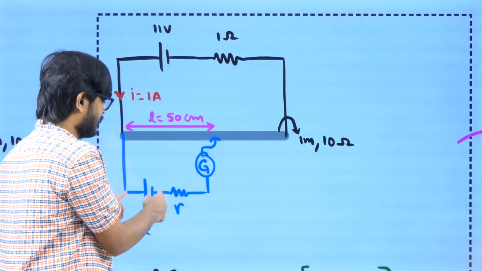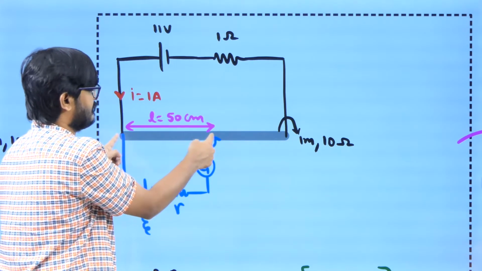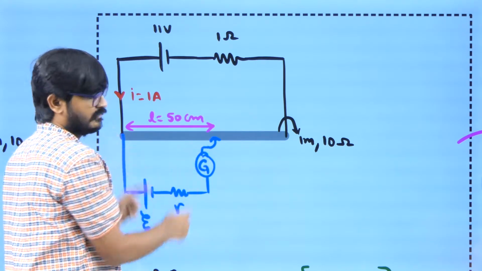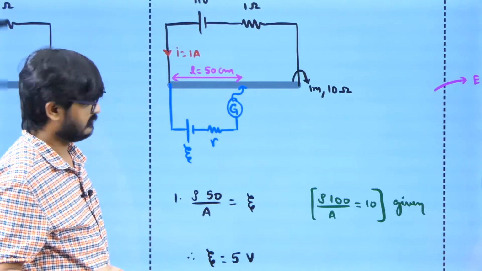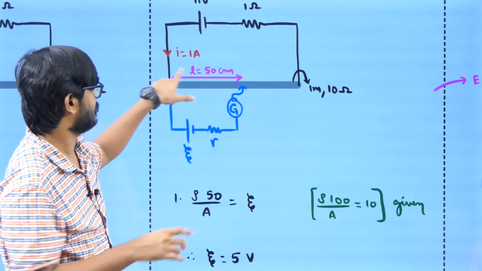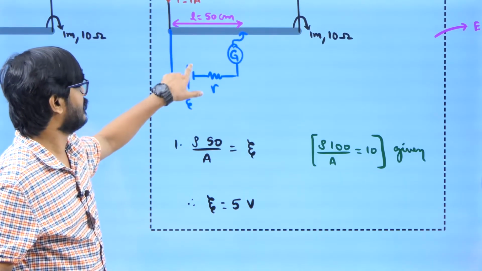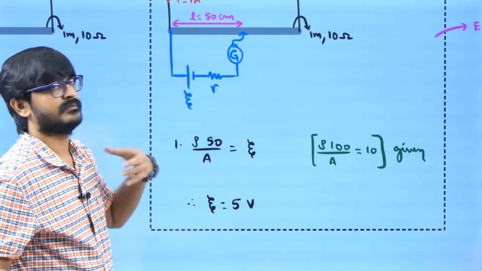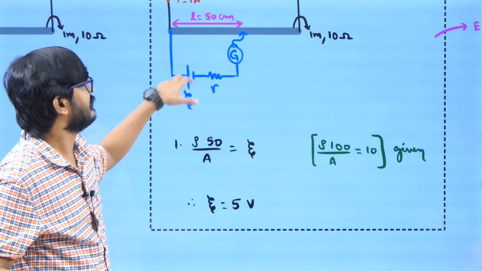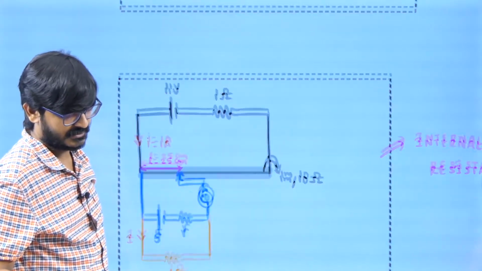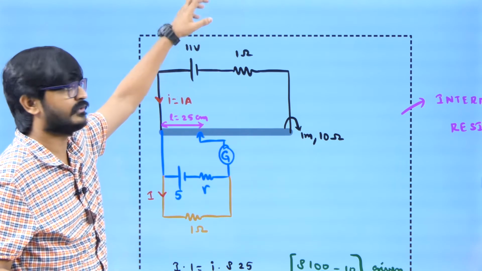So this potential difference is E. This potential difference is 5. So E is equal to 5. Right? So from there what I can conclude, I got the EMF of the unknown battery. My aim is to find the EMF of the unknown battery, but what I did, I measured length. Now similarly, if I want to find the unknown resistance, I am going to use that value 5.